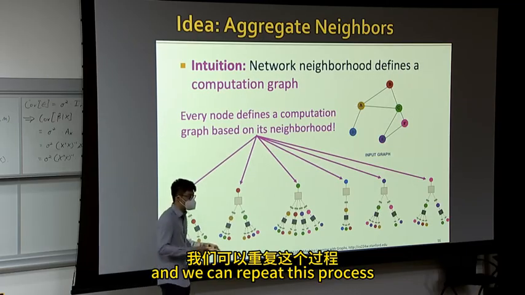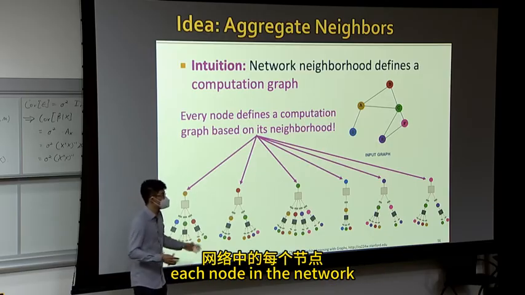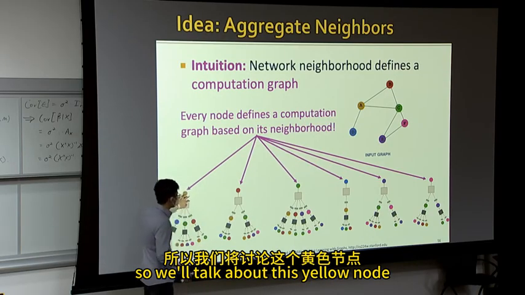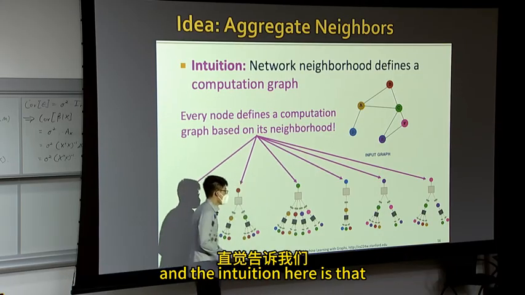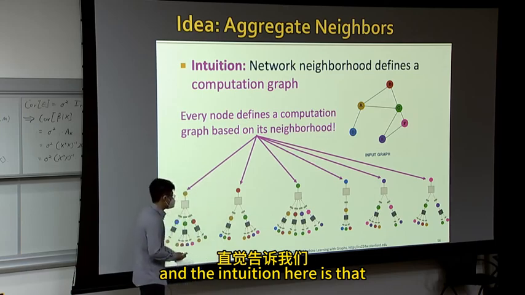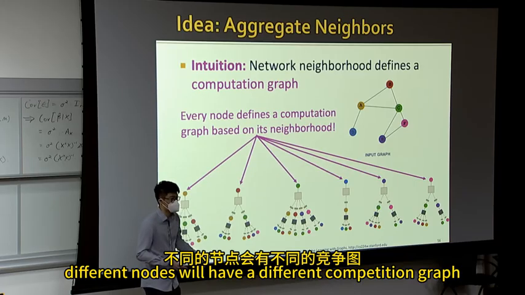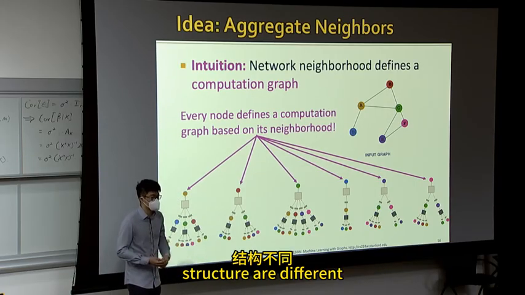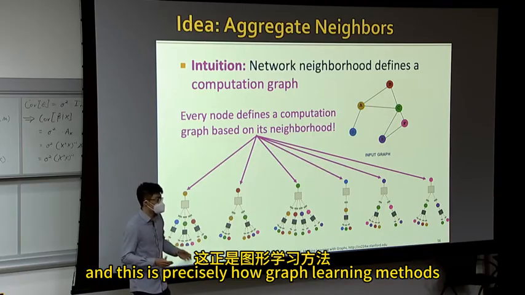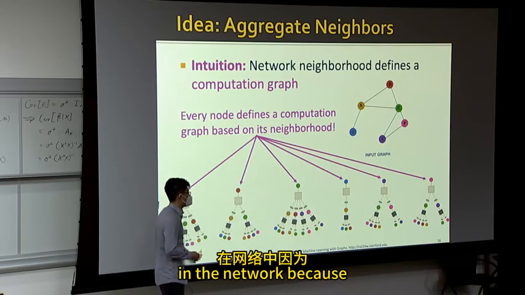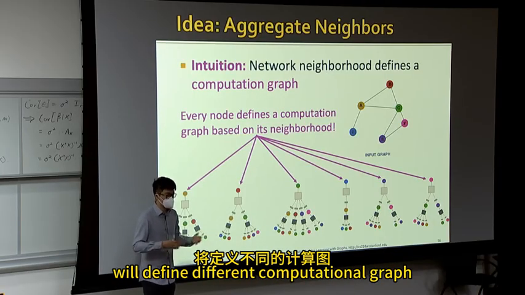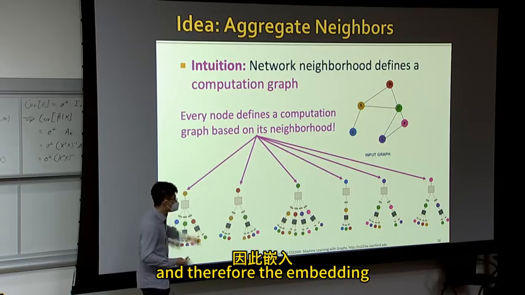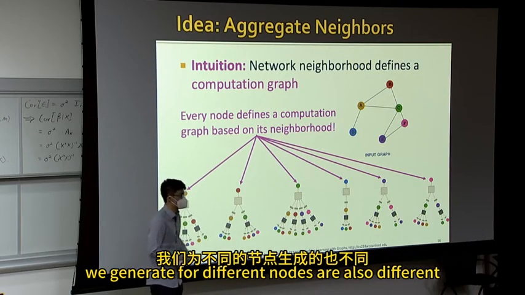And we can repeat this process and define the computation graph for each node in the network. So we'll talk about this yellow node, but you see we can define the computation graph for each node in the graph. And the intuition here is that different nodes will have a different computation graph because their local neighborhood structures are different. And this is precisely how graph learning methods can differentiate nodes in the network. Because they have a different neighborhood structure, we'll define different computational graphs, and therefore the embeddings we generate for different nodes are also different.